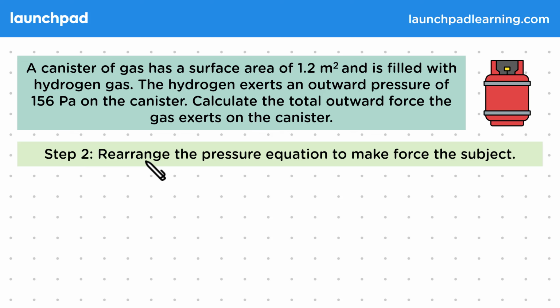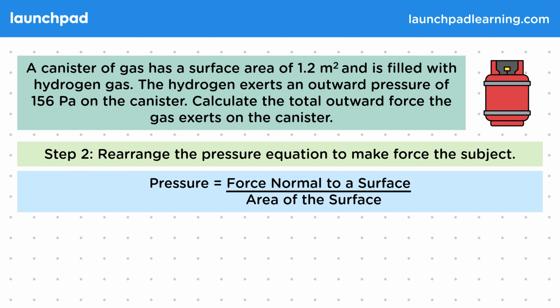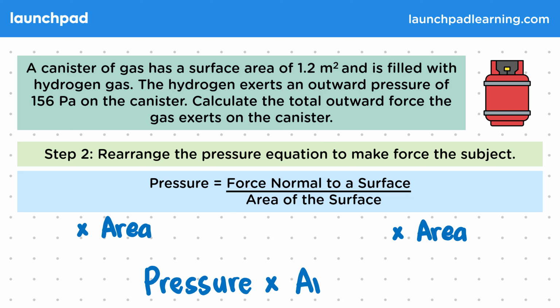For step 2, let's rearrange the pressure equation to make force the subject. So we can do that by multiplying both sides of the equation by area. And the equation becomes pressure multiplied by area is equal to the force.